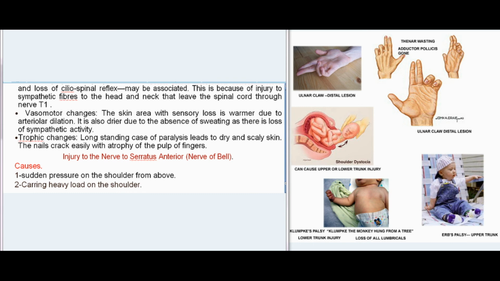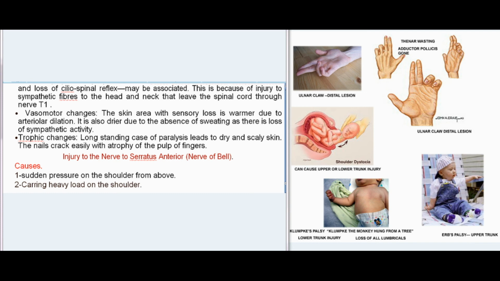It is also drier due to the absence of sweating as there is loss of sympathetic activity. Trophic changes: long-standing case of paralysis leads to dry and scaly skin. The nails crack easily with atrophy of the pulp of fingers.